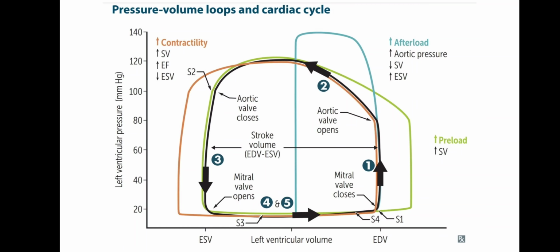Systolic ejection phase is the period between aortic valve opening and closing. Isovolumetric relaxation phase is the period between aortic valve closing and mitral valve opening. Rapid filling phase is the period just after mitral valve opening. Reduced filling phase is the period just before mitral valve closing.